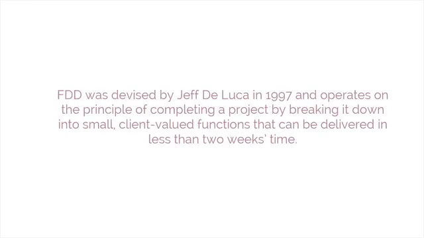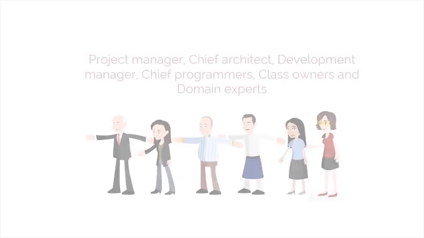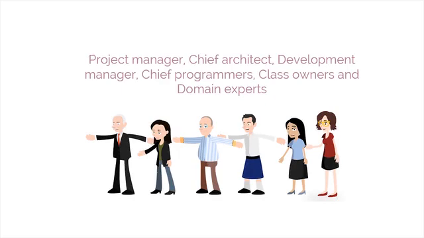The fifth method is feature-driven development. FDD was devised by Jeff De Luca in 1997 and operates on the principle of completing a project by breaking it down into small, client-valued functions that can be delivered in less than 2 weeks' time. FDD has 2 core principles: software development is a human activity, and software development is a client-valued functionality. FDD defines 6 major roles: project manager, chief architect, development manager, chief programmers, class owners, and domain experts, in addition to a number of supporting roles.